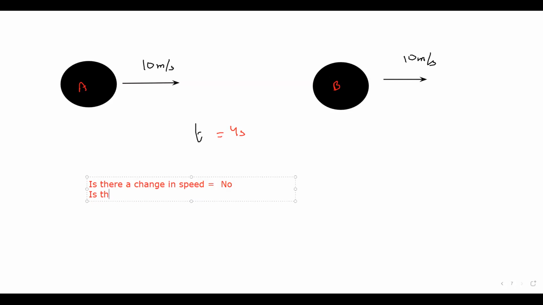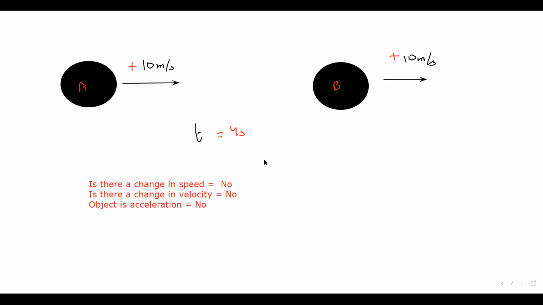Is there a change in velocity? Yes or no? Because the direction does not change, both remain the same. Like if this is plus 10, this will also be plus 10. So there is no change in direction, so velocity is not changing. Is the object accelerating? The answer is no. This object is not accelerating.